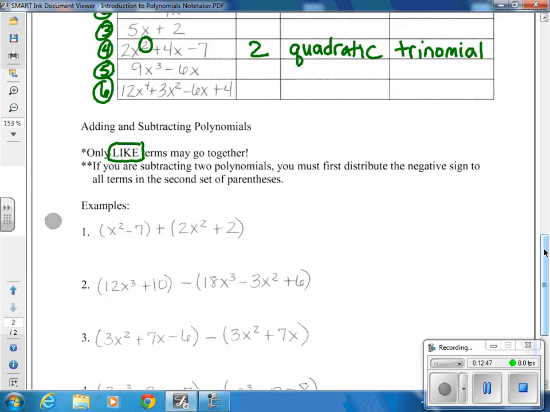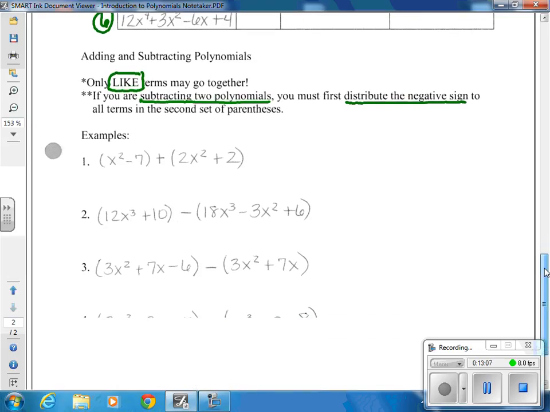Second thing, if you are subtracting 2 polynomials, this is the key point because everybody misses the subtraction problems because of this one reason right here. If you are subtracting 2 polynomials, you must first distribute the negative sign to the second set of parentheses before you continue. So I will do numbers 1 and number 2 with you, and then you will be responsible for the rest, and we'll check them in class.